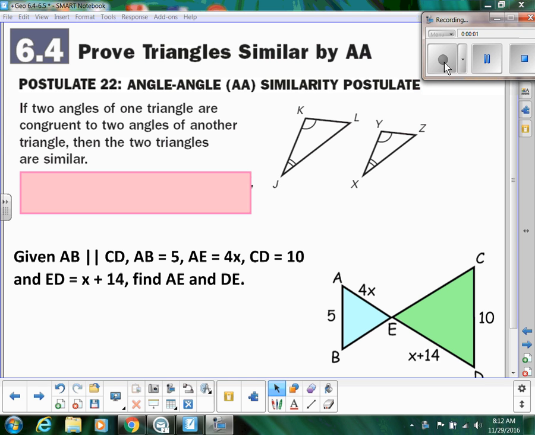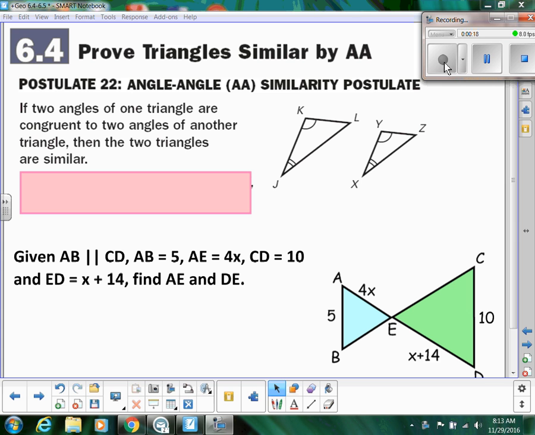So we've already talked about similar polygons, and if all of the angles are congruent and their sides are proportional, then that's how we know they're similar. So in this video, I'm going to talk about shortcuts for triangles specifically. The first one, and some of these will be on your proof cards, so be on the lookout for them.